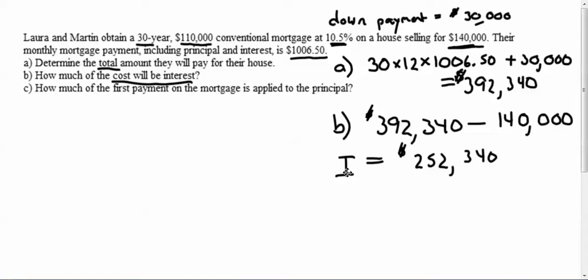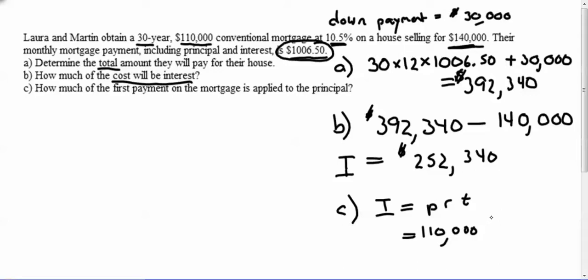And how much of the first payment on the mortgage is applied to the principal? Okay, well, we know the first payment will be for this amount right there. Now to figure out interest, what we have to do is just use simple interest for that 1 month. So I is equal to PRT. Recall at the beginning the principal is the balance of the mortgage, which is $110,000. We have to times that by the rate, which is a very hefty rate nowadays of 10.5%. Convert that to a decimal. And we're only doing the first month, 1 month, so it's 1/12 of the year.